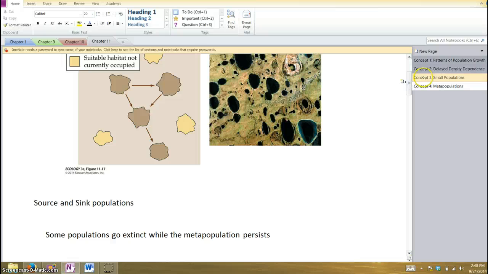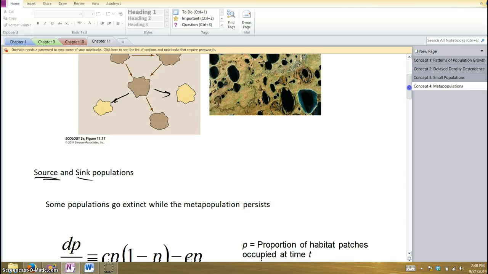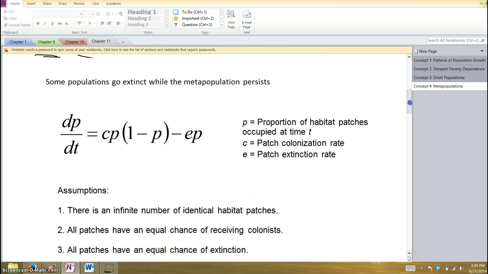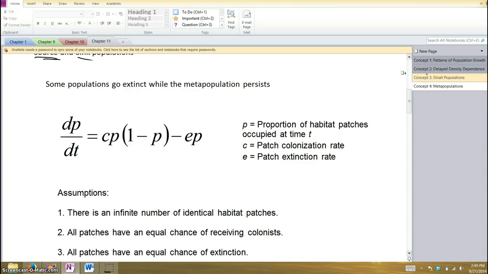Some of the islands might have better habitat and the populations might be growing there, and they can serve as sources for individuals to migrate to other islands. And some of the subpopulations might be in habitats that aren't so good, and they tend to be sinks, where they don't really produce so many individuals and disperse them around, but they tend to just take them in, and their growth rates aren't so high. So, of course, within this metapopulation, any of the subpopulations can go extinct at some point in time, but hopefully the metapopulation as a whole persists.